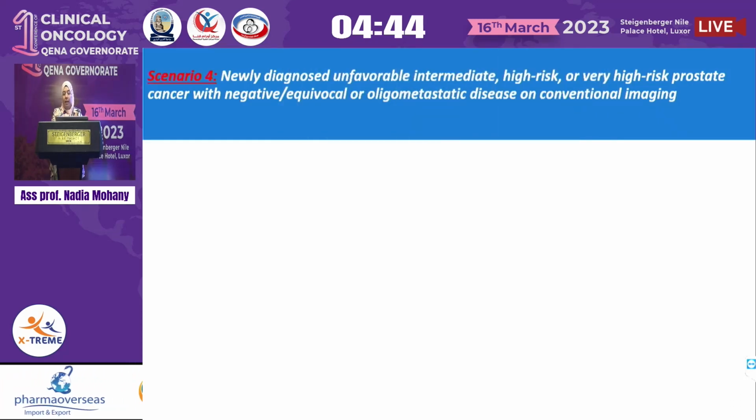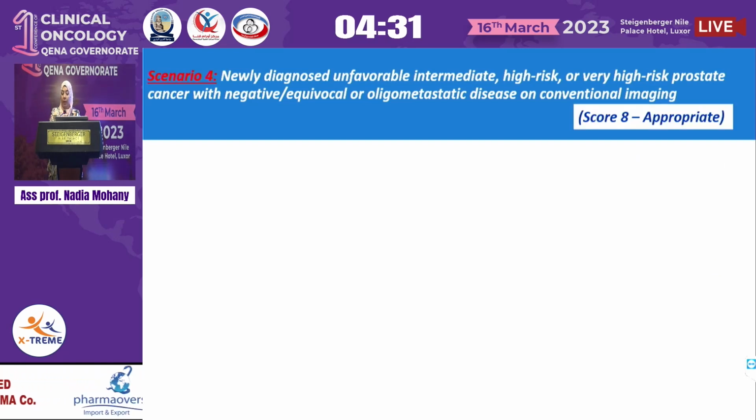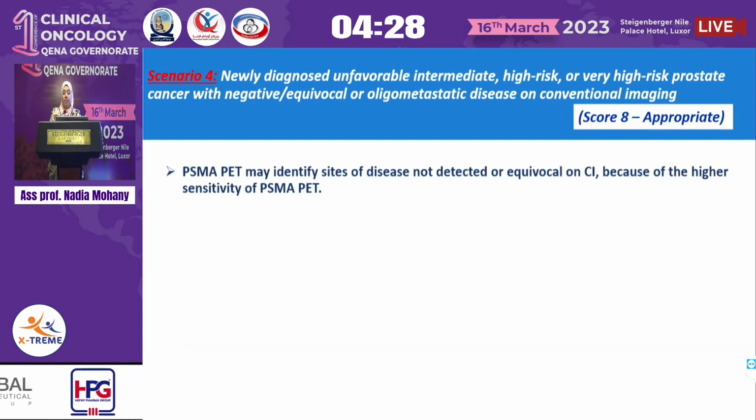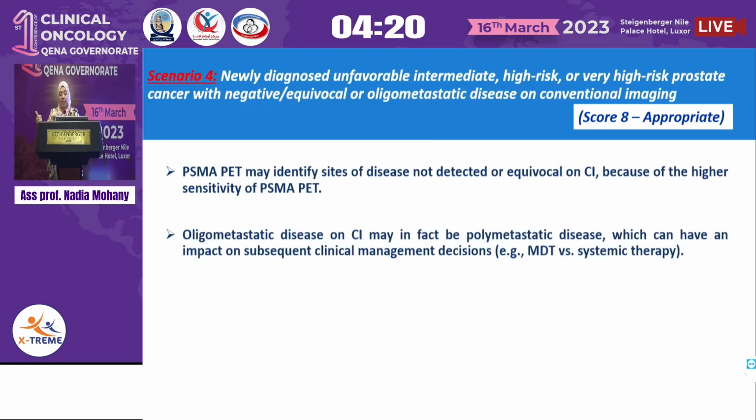The fourth clinical scenario is newly diagnosed unfavorable intermediate, high risk or very high risk prostate cancer with negative, equivocal or oligometastatic disease on conventional imaging. Score 8. Why? PSMA PET may identify sites of disease not detected or equivocal on conventional imaging because of higher sensitivity. Oligometastatic disease on conventional imaging may in fact be polymetastatic, which has an impact on subsequent clinical management decisions: metastasis-directed therapy for oligometastatic disease versus systemic therapy for polymetastatic disease.